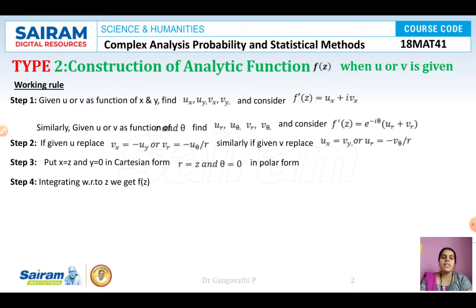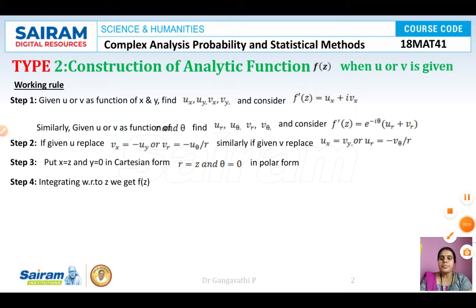Whichever has been given, if u terms have been given, then you have to convert the v terms to u terms, because if u has been given, we have the derivatives ux and uy. So the vx and vy terms have to be replaced by ux and uy terms by using the CR equations. The same thing can be done either in the Cartesian form or in the polar form. For this, you need to remember the CR equations both in Cartesian as well as in polar form.